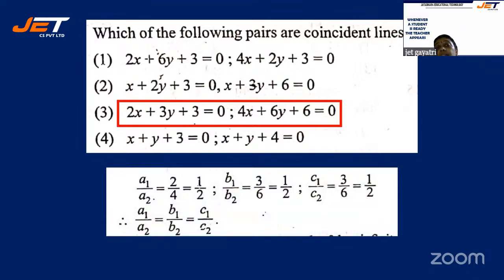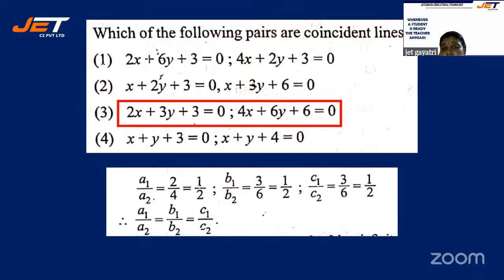How do we say that it is a coincident line? We say it's a coincident line when this condition is satisfied. What condition? A1 by A2 must be equal to B1 by B2 must be equal to C1 by C2. After working out all 4 equations, the third equation alone satisfies this condition. What is A1? 2, by what is A2? 2 by 4. 2 by 4 is nothing but 1 by 2, isn't it? What is B1 by B2? It is 3 by 6. Again, it is 1 by 2.